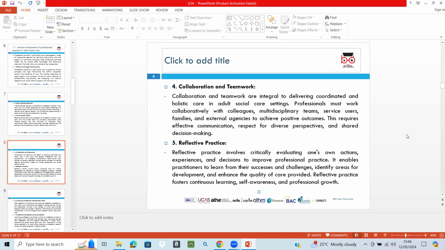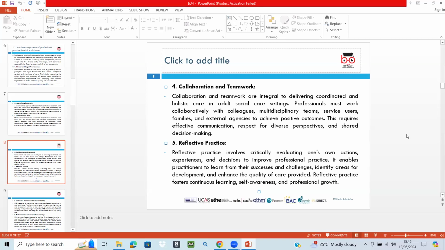As an example, in a residential care facility, if a resident's health deteriorates, requiring input from various professionals such as nurses, social workers, and therapists, through effective collaboration and teamwork, each team member contributes their specialized knowledge to develop and implement a holistic care plan. Regular team meetings, open communication, and shared decision-making processes ensure that the resident receives coordinated and person-centered care that addresses their physical, emotional, and social needs.